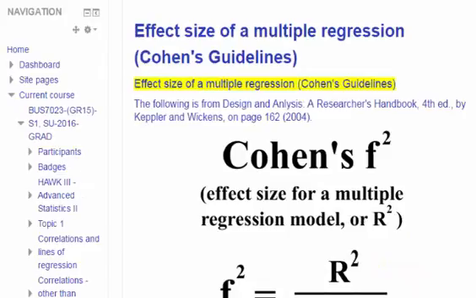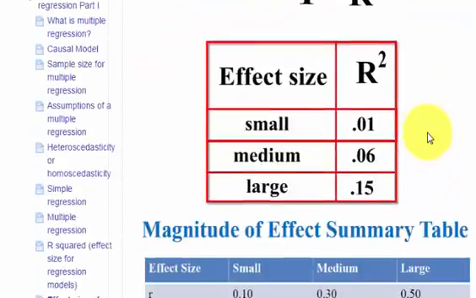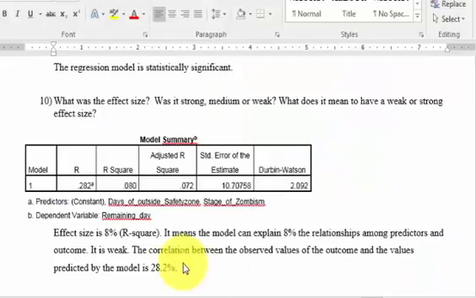And of course it's in our Moodle, right? Go to effect size. So effect size for a multiple regression, we're using R squared. So if you had 0.08, that's actually a medium effect size, not a weak. That's a medium effect size, okay? So, all right, so you got a fair to good effect size.